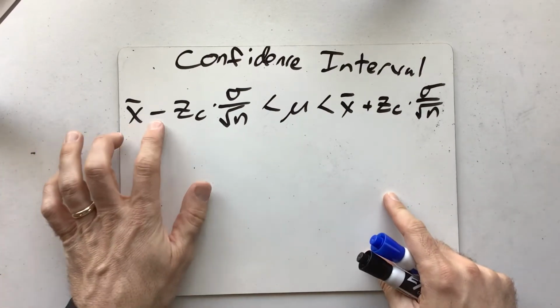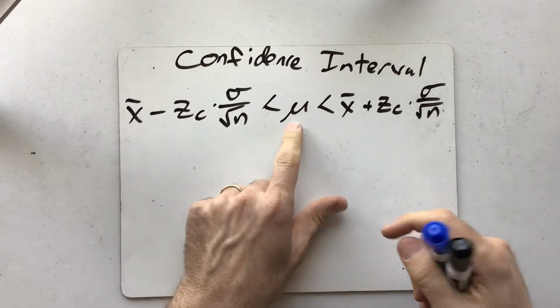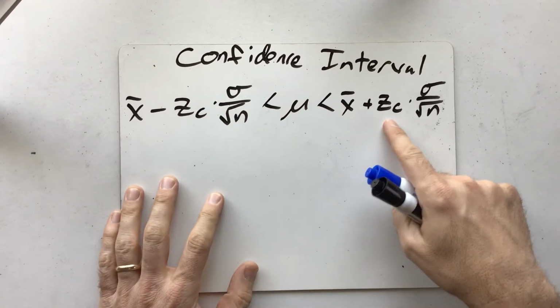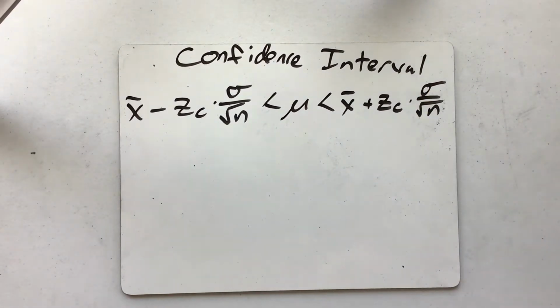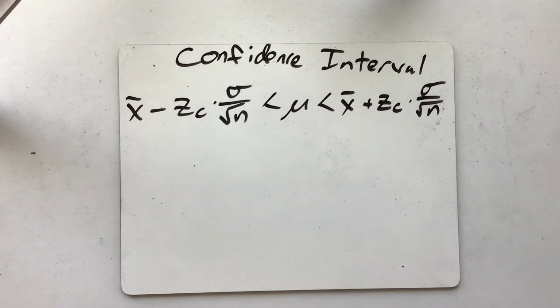Previously, our confidence intervals looked kind of like this. We had x bar minus zc times sigma over square root of n is less than mu is less than x bar plus zc times sigma over square root of n. So this was our confidence interval. And what we're going to have today is something very similar. Notice we also had a second one with s's and t's, but they're basically the same formula.